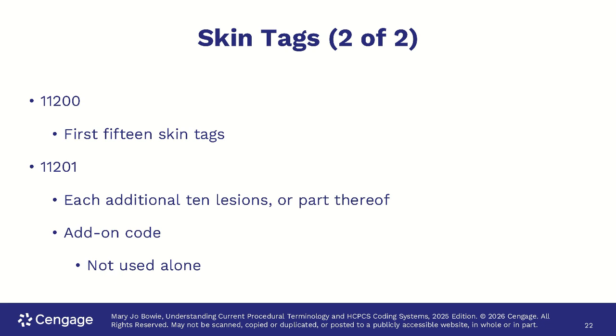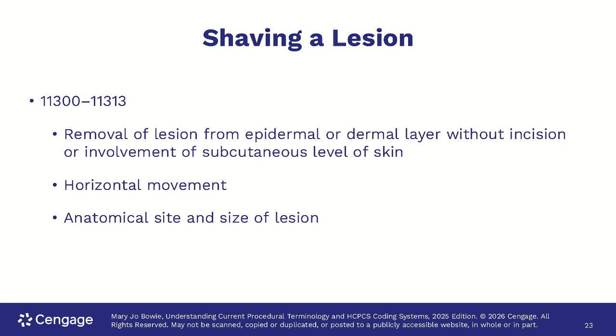So now let's say you have 30 skin tags. You definitely will have the 11200, that's 15, and a 11201, that's 10. 15 plus 10 is 25. You had 30, you need another code to get that 30, each additional 10 or part thereof. As a reminder, anytime you see an add-on code, add-on codes cannot be used alone.